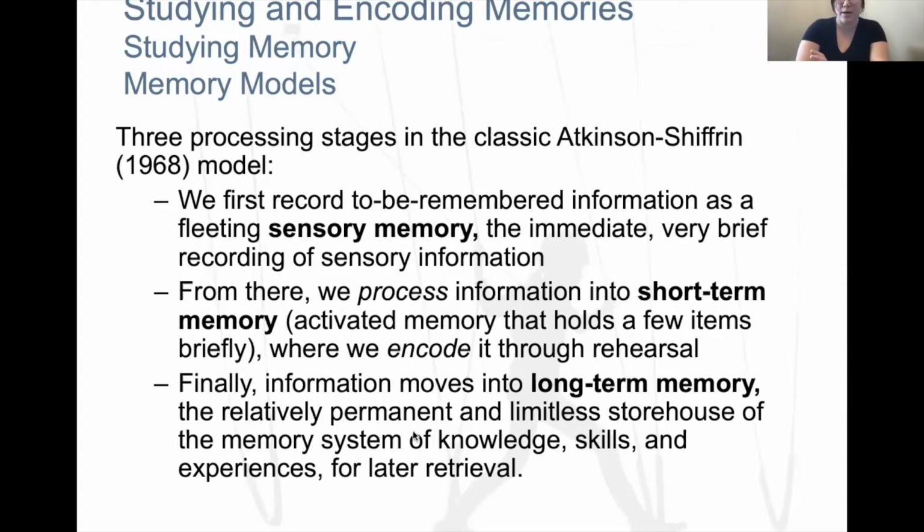This is relatively permanent, minus traumatic brain injuries or a disease or disorder that causes memory loss, right? Long-term memories are generally permanent, and it's a limitless storehouse of the memory system: knowledge, skills, experiences, all used for later retrieval. So our long-term memory is really wide and vast. You can keep anything in there. It does not necessarily mean you can recall that information, but it's still there if you've learned it and encoded it previously.